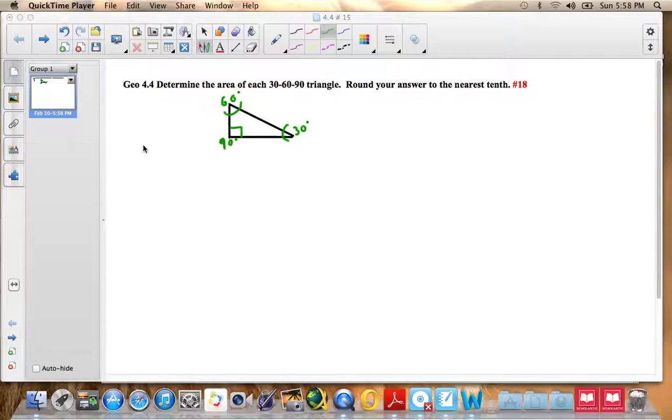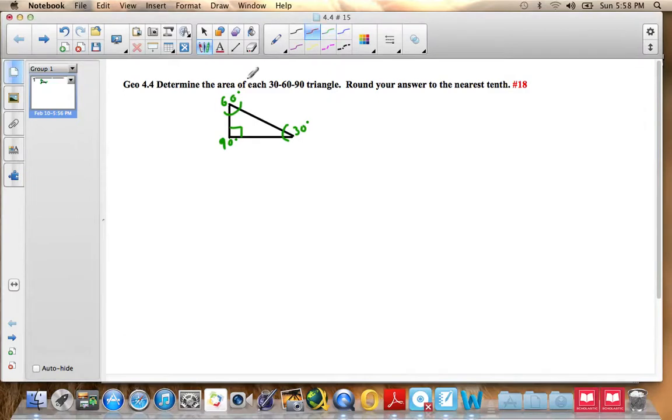Section 4, still dealing with 30, 60, 90 triangles. We're looking at number 18. Only here what the question is asking us is to determine the area of the triangle.